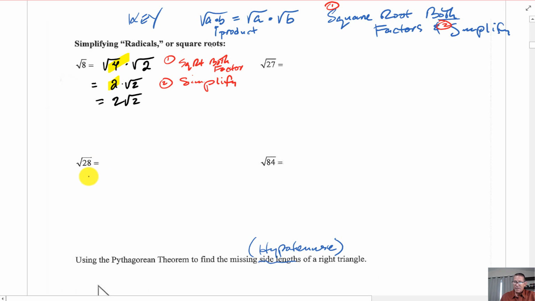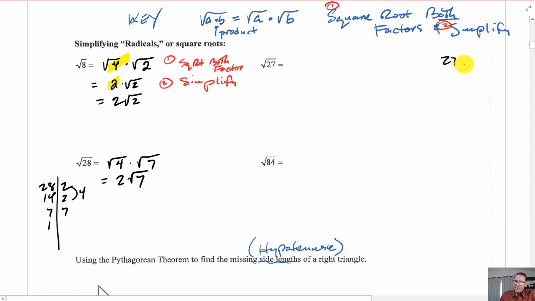Now 28. If you don't know the factors of 28, then you start figuring it out. So 28 divided by 2 is 14, divided by 2 is 7, divided by 7 is 1. So obviously 2 times 2 is 4, so the factors are 4 and 7. So the square root of 4 times the square root of 7 gives you 2 root 7, a 2 rad 7.